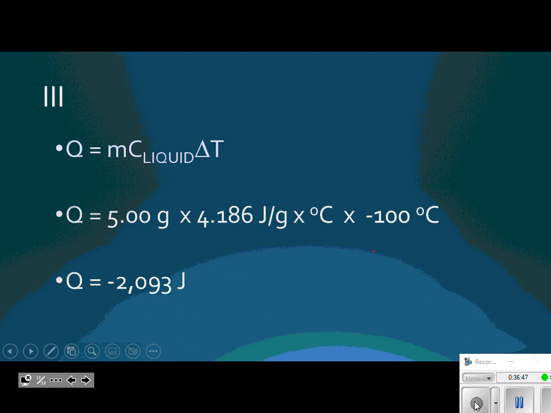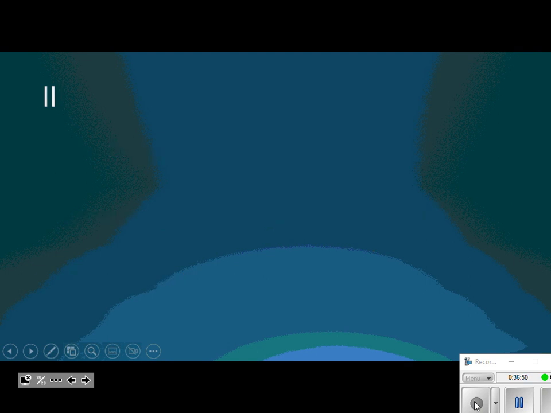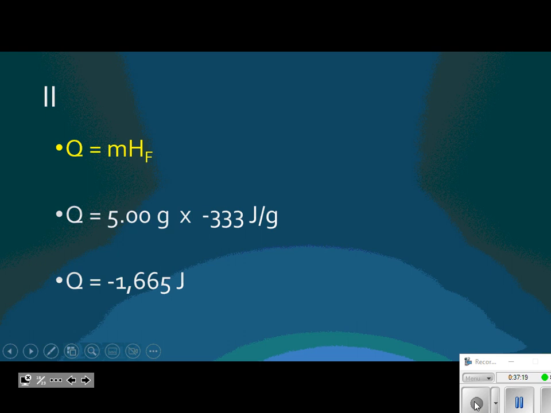As we go to area 2, we know that Q is equal to M H sub F. But we need to make sure, since we're releasing energy, we do what with our H sub F? Make it a negative. So my M is 5.00 grams. My H sub F is negative 333 joules per gram, to give me a total of negative 1,665 joules.